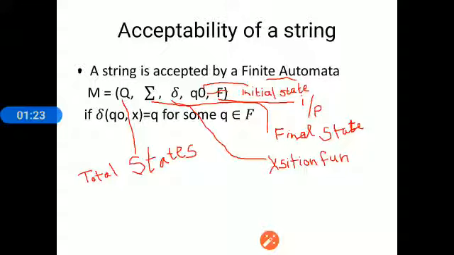And the transition δ(q0, x) = q for some q belongs to the final state. X is any symbol and that symbol is the input to state q0. After applying the input x to q0, if it reaches q and that q is a final state, then we say that the string is accepted.